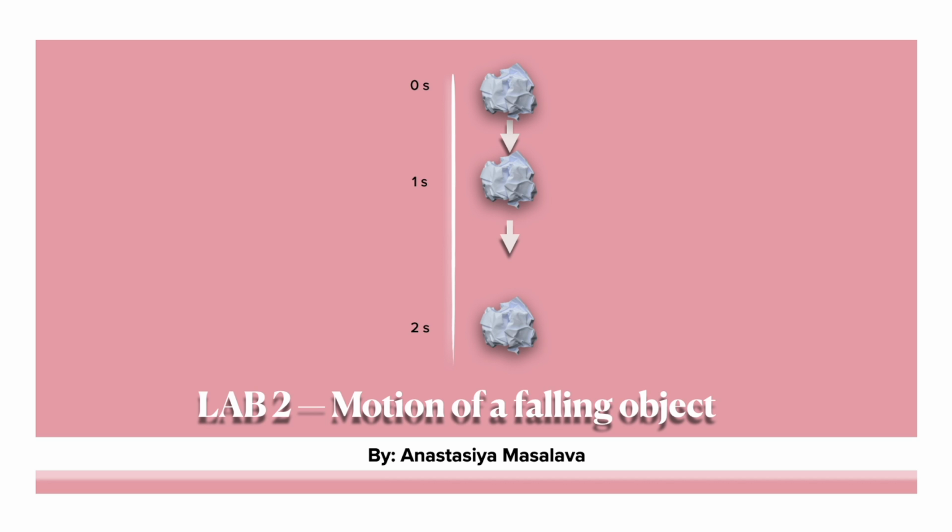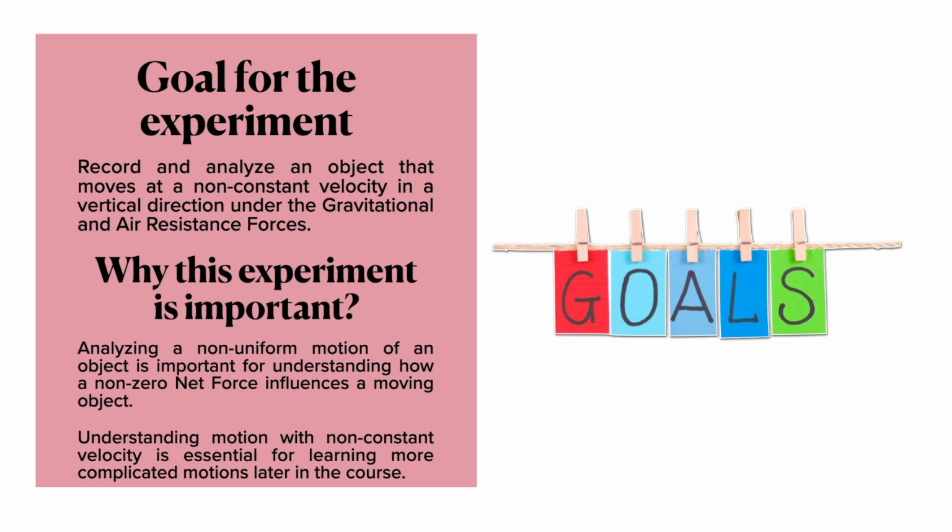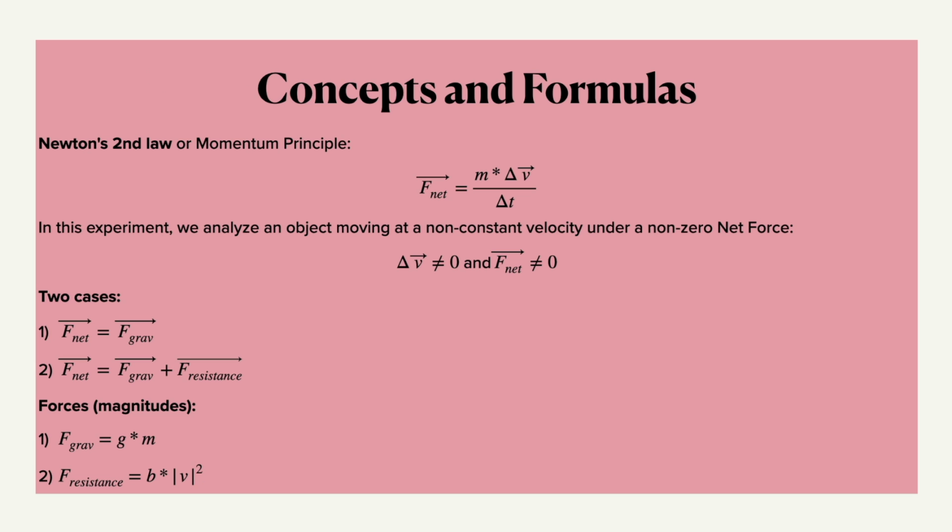This is my lab report on the topic of motion of a falling object. The main goal of the second lab is to record and analyze an object that moves at a non-constant velocity in a vertical direction under the gravitational and air resistance forces. This experiment is important for me because it shows how a non-zero net force influences a moving object. Additionally, understanding motion with a non-constant velocity is essential for learning more complicated motions later in the course.